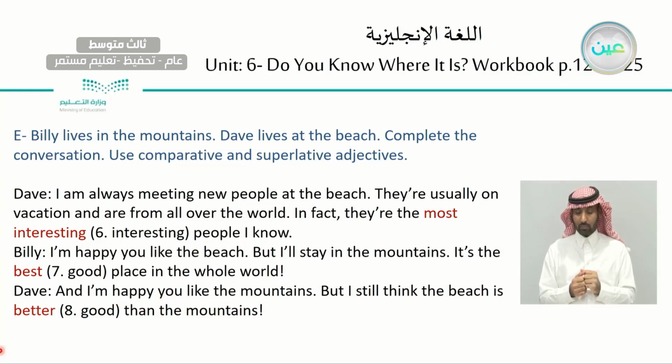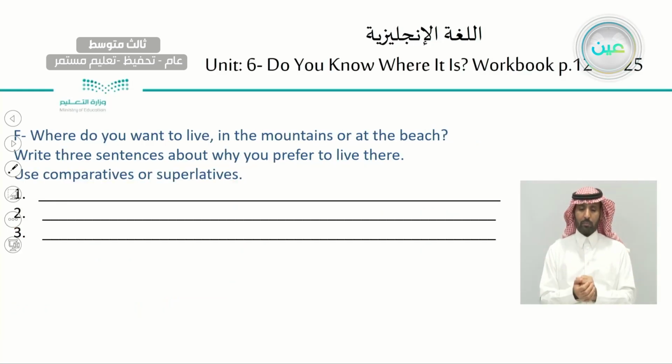Okay, this is for exercise E. The last exercise, I believe, is F. Where do you want to live, in the mountains or at the beach? So it's related to the conversation we just read together. Write 3 sentences about why you prefer to live there. Use comparatives or superlatives. So you have to write 3 statements related to the conversation we covered.